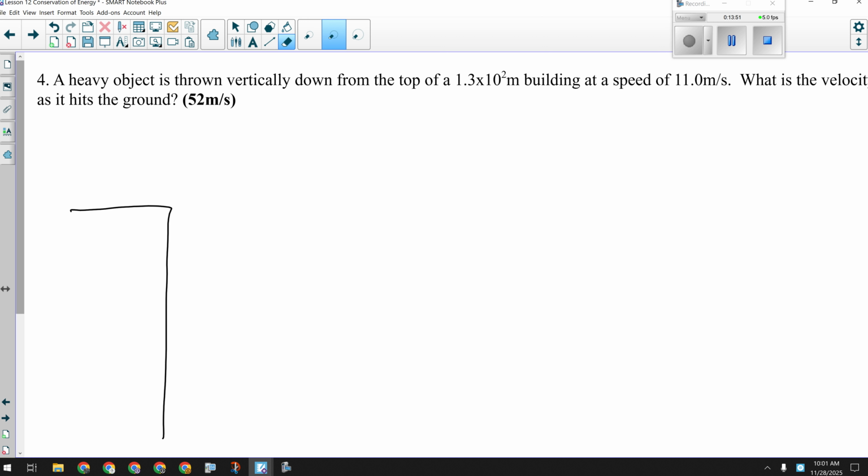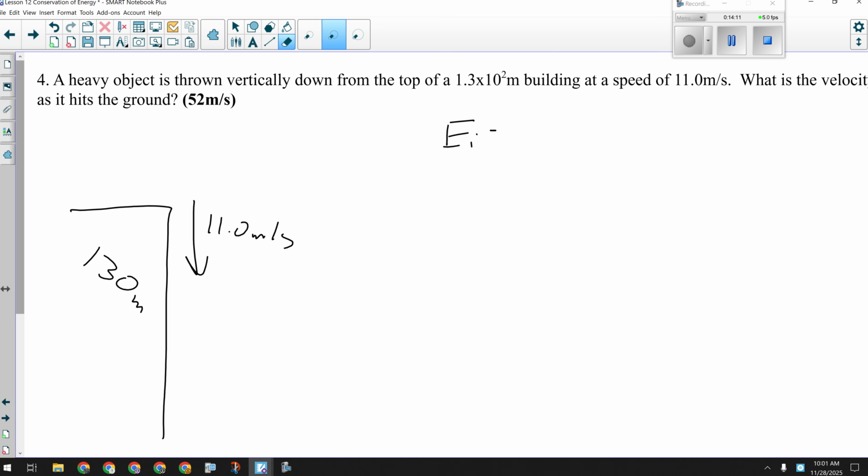So somebody's standing on the edge of a building, and they throw this object vertically downward at 11.0 meters per second, and they are 130 meters above ground level. All we want to do is figure out what's the speed when it hits the ground. It says velocity, but it should say speed.